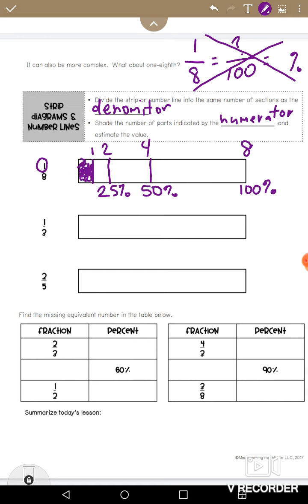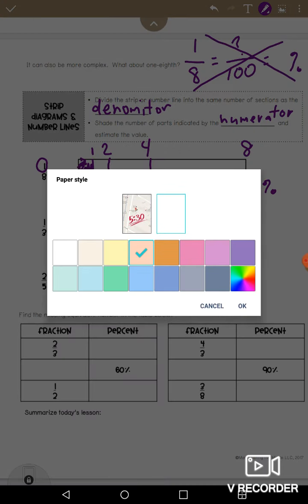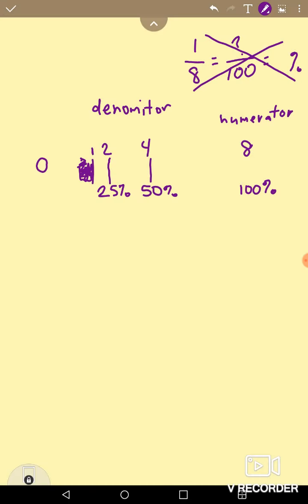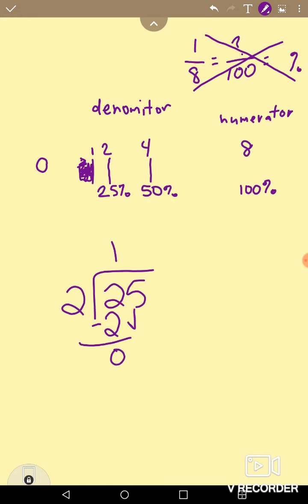So, since I broke that in half, I have to break 25% in half. And we know that when we break something in half or divide something in half, we're dividing by 2. So let's see what 25 divided by 2 is going to equal. How many times does 2 go into 2? 1 time. 1 times 2 is 2. Subtract. Bring down my 5. 2 goes into 5, 2 times. 2 times 2 is 4.